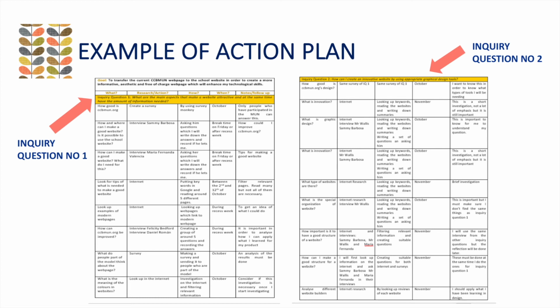And you can see here how there are different columns to this action plan, and it is divided by inquiry questions. So there's a plan of how you're going to develop each inquiry question. If the first inquiry question was, what are the main aspects that make a website attractive and at the same time have the amount of information needed, then the student is asking herself different questions.